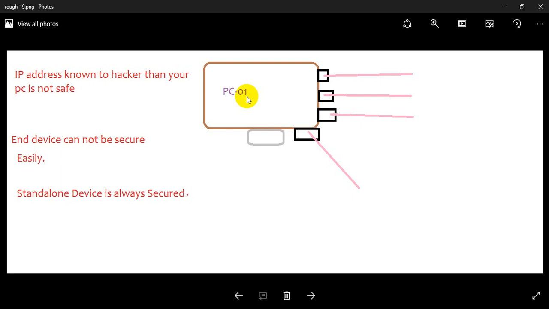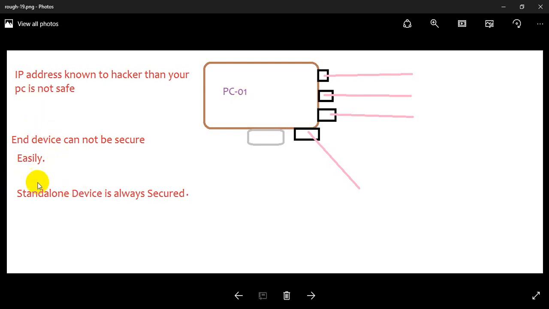So remember this point: an end device cannot be secured easily. That end device is connected with another device through an intermediate device. It is not an easy task to secure the end device. Why? Because it is part of a network, and when a device is part of a network, it has an IP address, and through the IP address, devices can communicate with each other, and a hacker or malicious person can attack your PC through IP as well. So that's why an end device cannot be secured easily.